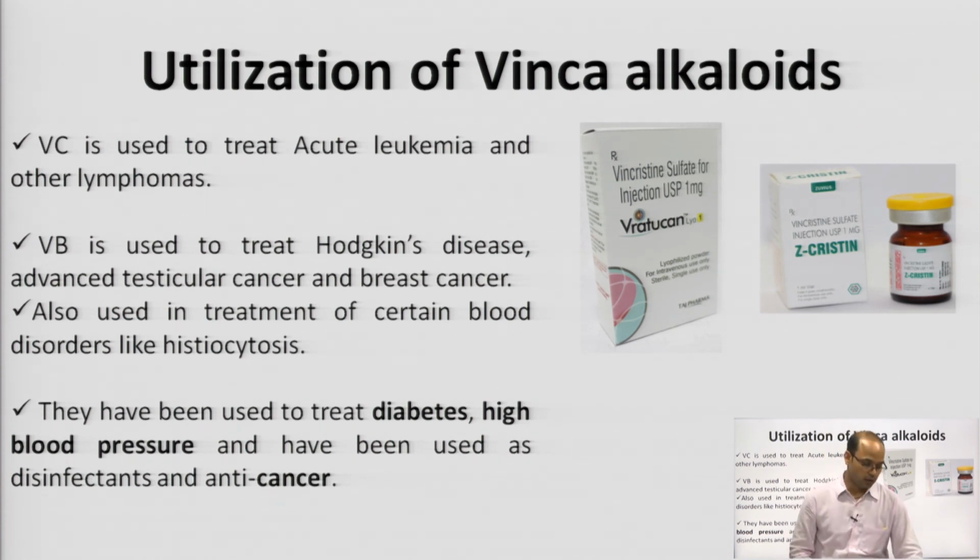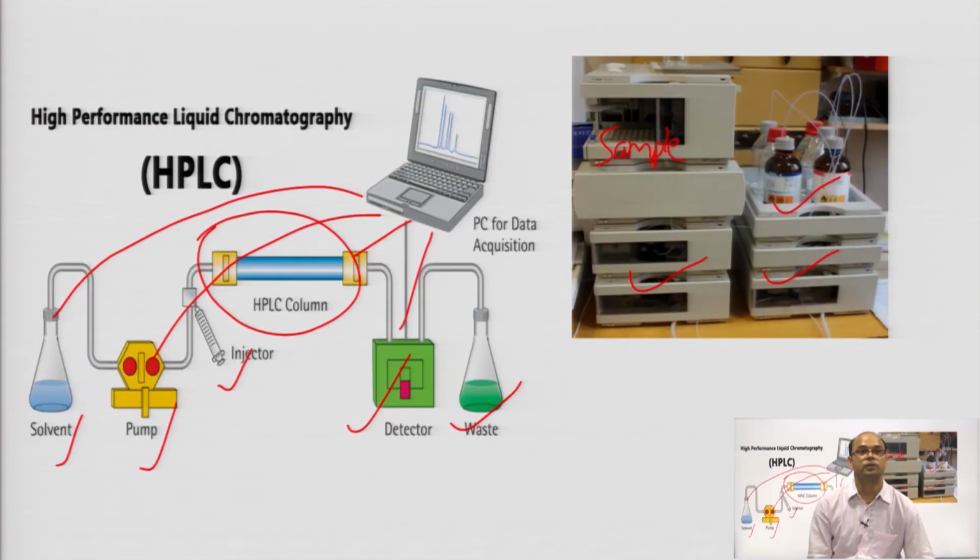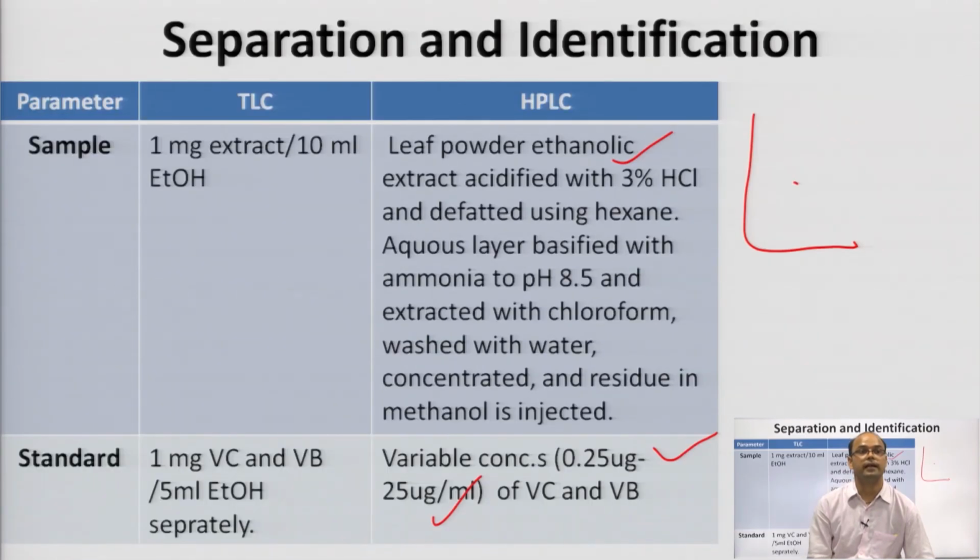If you look at the brief recap, you can see that we have estimated our phytoconstituent using HPTLC analysis. This is HPLC analysis and TLC analysis. So these sophisticated techniques like TLC, HPLC and HPTLC we can use for identification and detection of our phytoconstituent in the sample.